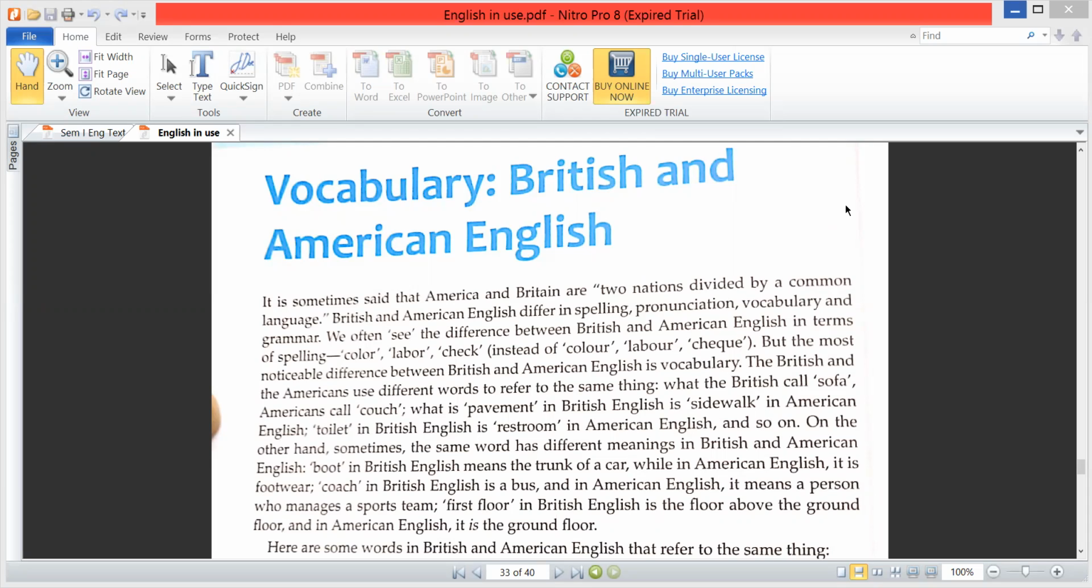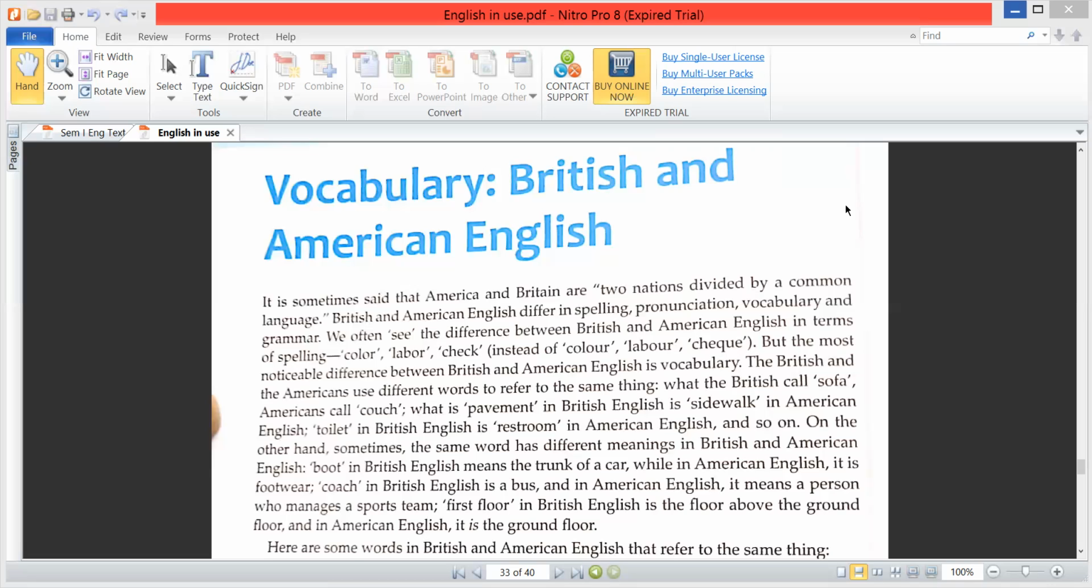Here the language is almost the same, but it is divided by two nations, and there are some differences we need to know and understand. One is the difference in spelling, and the way they pronounce differs. Again, the vocabulary also differs, and the grammar rules are slightly different from British English, whereas American English is slightly simpler.